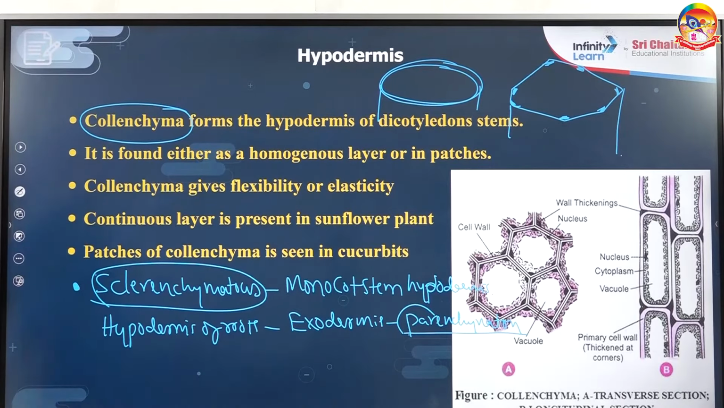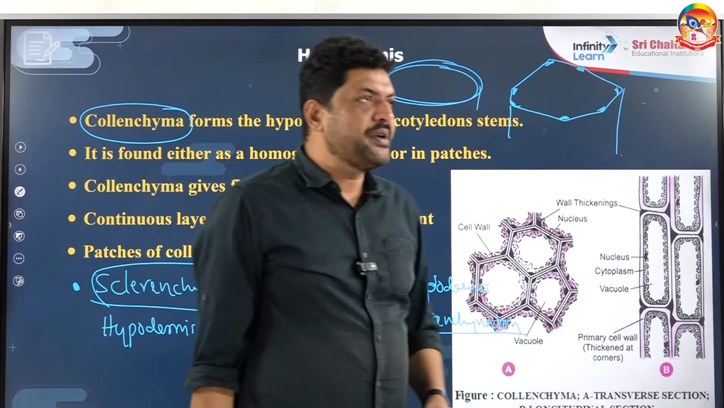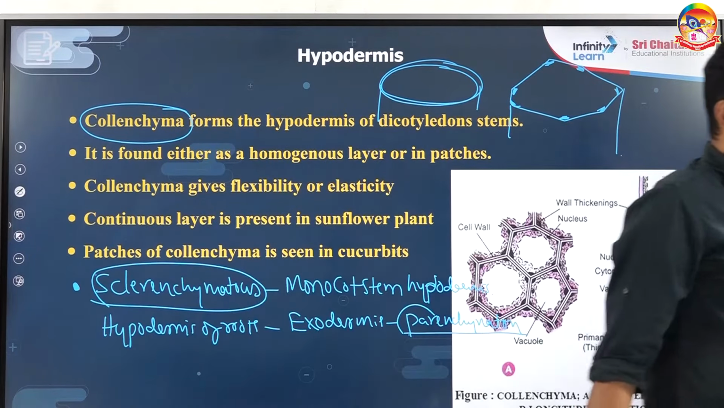Collenchyma gives flexibility or elasticity. A continuous layer is present in the sunflower plant, and patches of collenchyma are seen in cucurbits. Hypodermis of monocot stems is sclerenchyma. Hypodermis of roots we will discuss later. Collenchymatous cells are rich in cellulose, hemicellulose and pectin. And this is again an old PYQ, previous year question. You have to remember that.